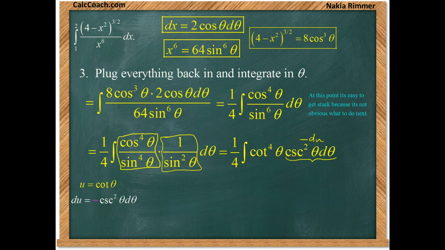What about this guy, cotan to the fourth? Well, if u is cotan, then we're talking about u to the fourth. And so there we have it. We're integrating negative 1/4 u to the fourth. Now that'll be u to the fifth over 5. And the negative 1/4 will multiply that. So we're talking about negative 1/20th of u to the fifth. And u is the cotangent. So we have performed the integration.